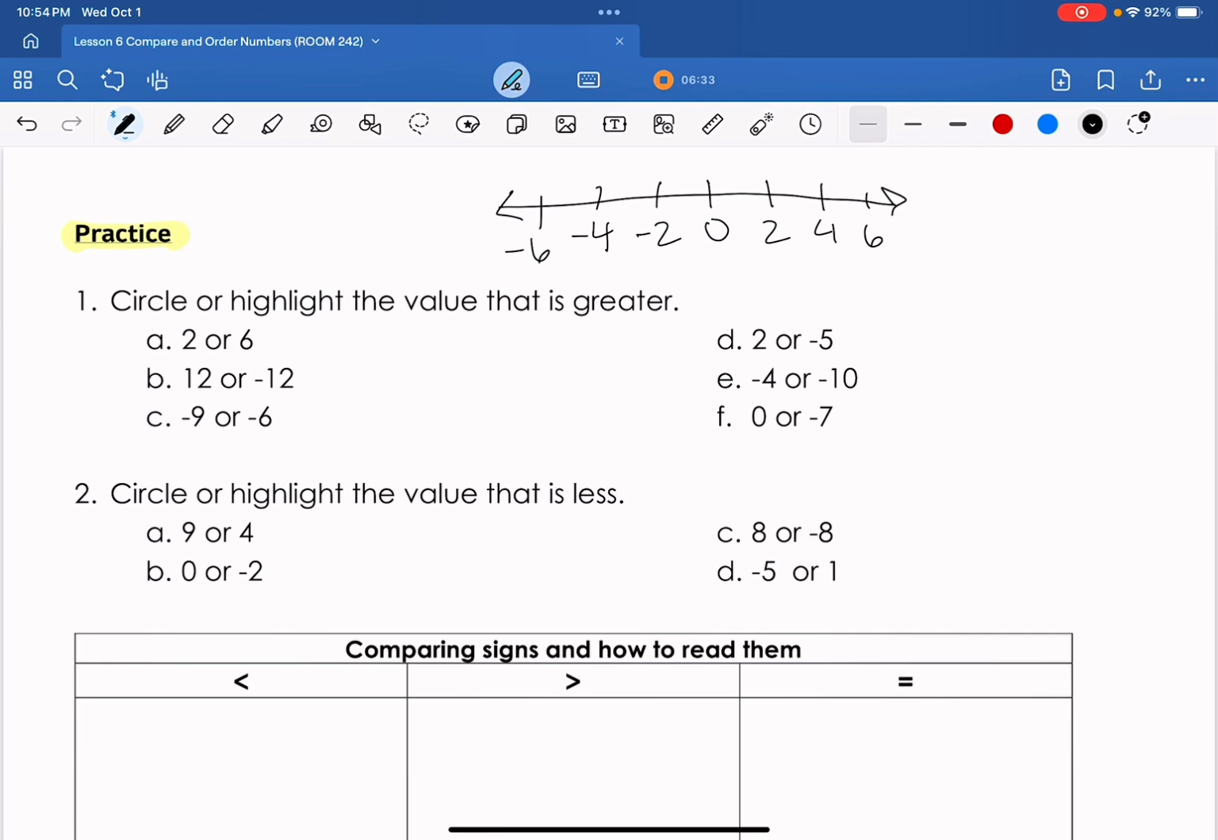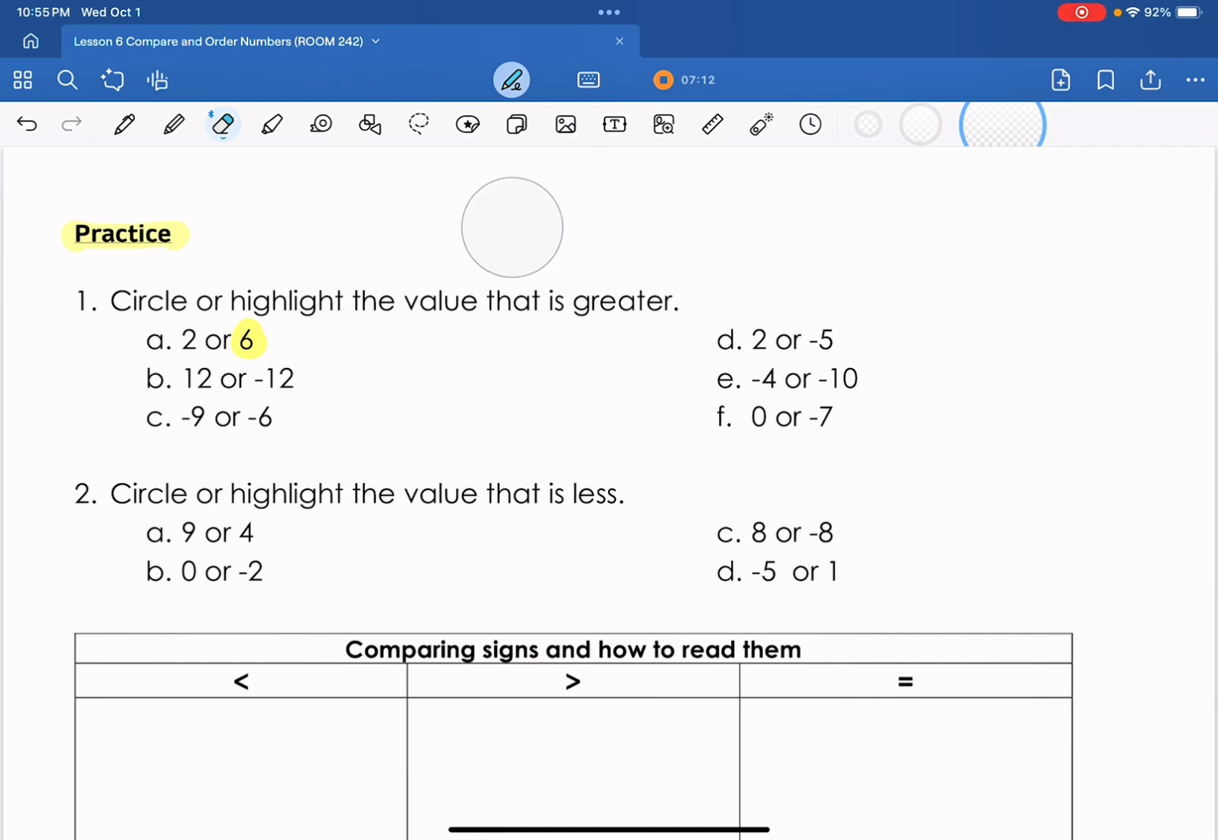Okay, so let's plot our numbers, right? So we have 2 and we have 6. So I know from the first page, they said the further to the right, the greater the number. So if I was to look, -6 is further down the number line, right? So that value, oh, where's the highlighter? So that one, 6, is greater. Okay?